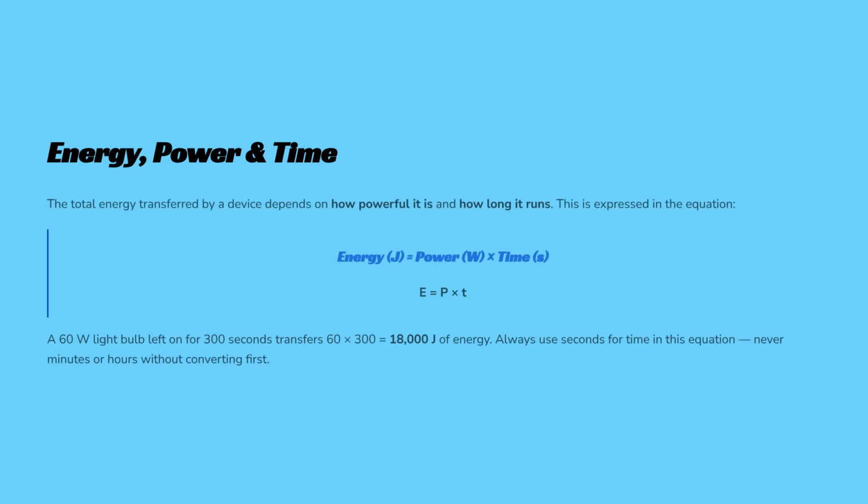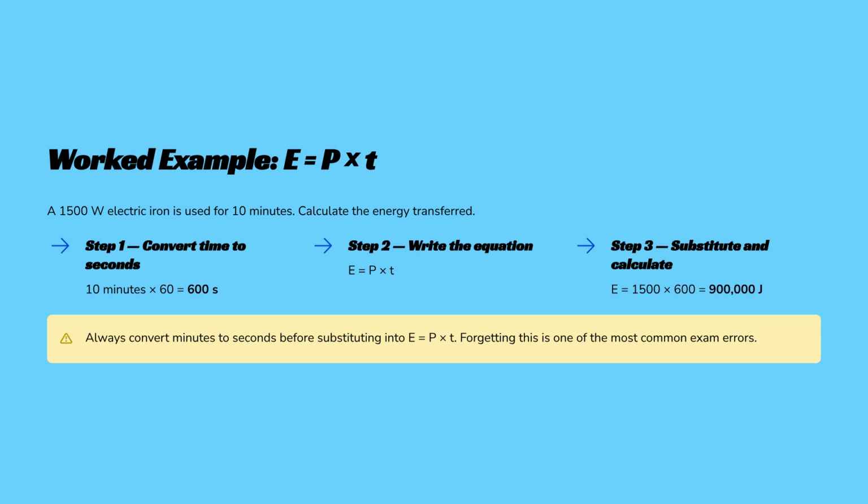Total energy transferred depends on power and time. Use the equation: energy equals power times time. Always ensure time is in seconds for these calculations. When calculating energy, always convert time from minutes to seconds. For a 1,500-watt iron used for 10 minutes, convert to 600 seconds, then multiply to get 900,000 joules.